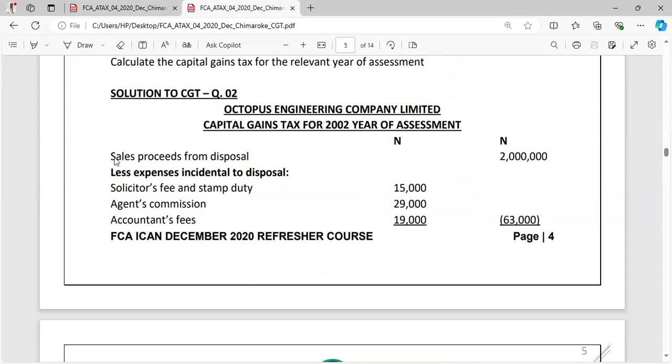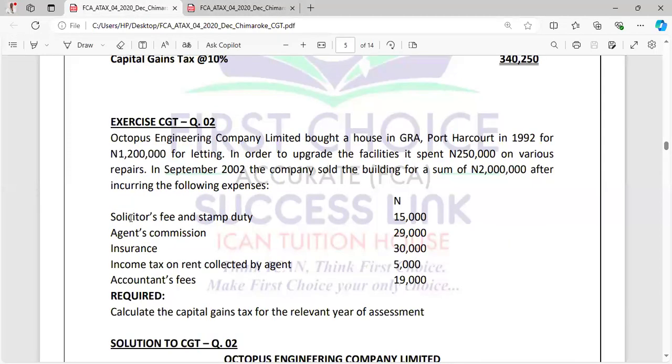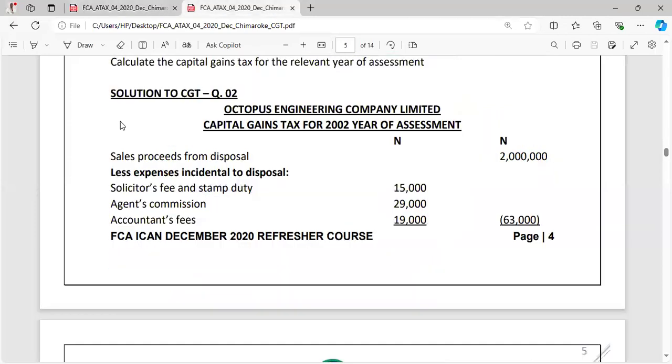All right, so sales proceeds from disposal, we are told, is 2 million. Now, the expenses incidental to disposal, I've mentioned them. These are all of them here, except insurance and this income tax. These are the two things that will not feature. So the rest are featured here. Once more, we'll get our calculator. Let's calculate these ones here.